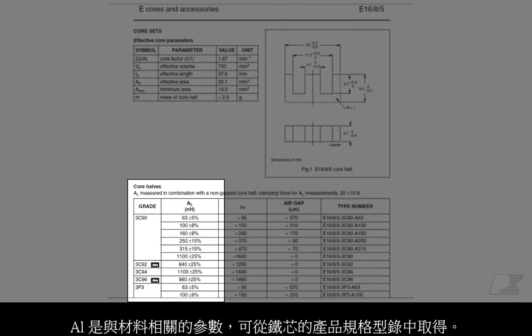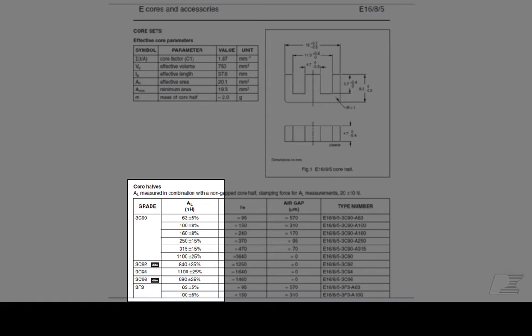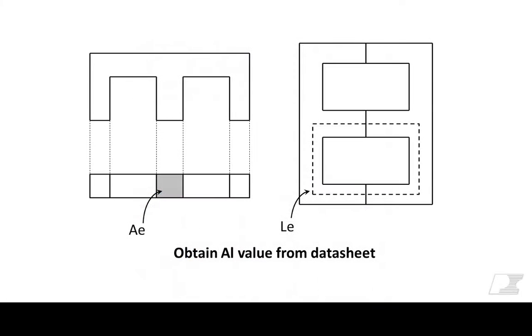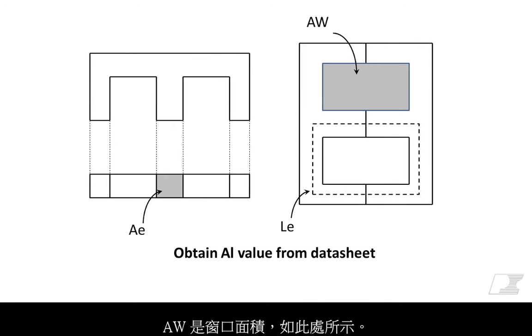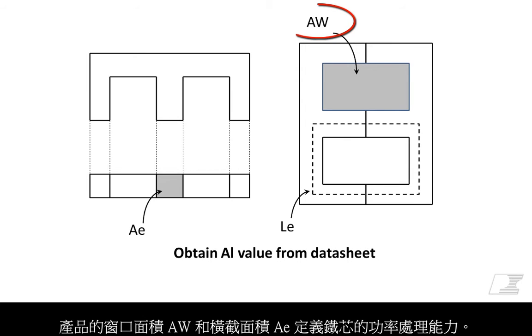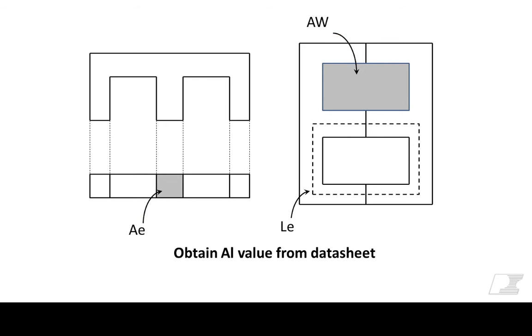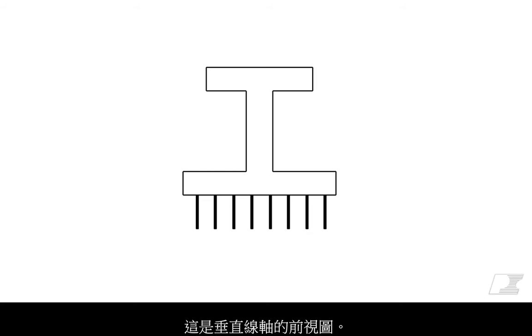AL is a parameter that is material dependent and can be obtained from the datasheet of the core. AW is the window area as shown here. The product of the window area AW and cross-sectional area AE define the power processing capability of the core. That leaves us with the other three parameters required in defining the core. This is a front view of a vertical bobbin. The parameter definitions remain the same for horizontal bobbins also.